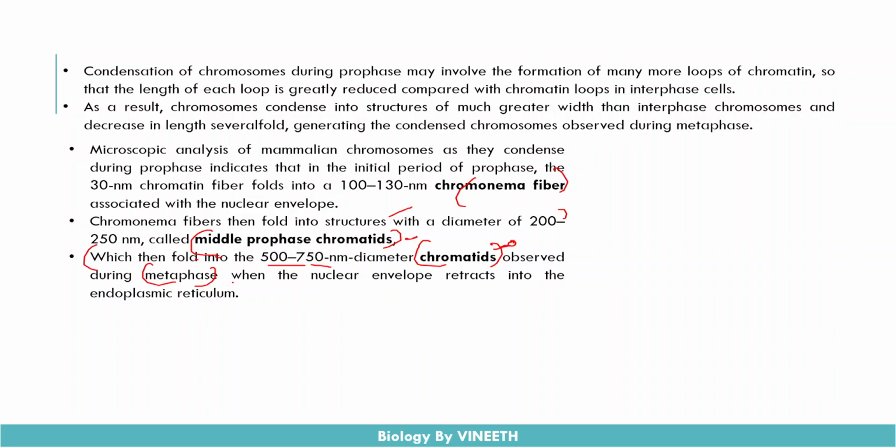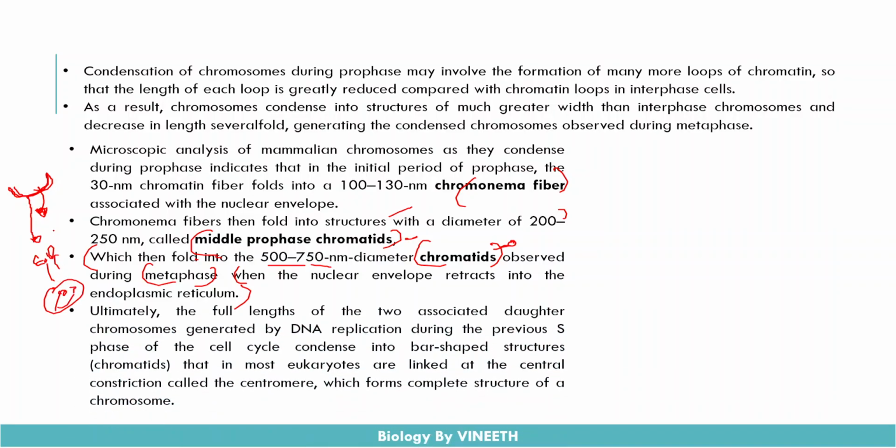Okay, and at this metaphase, the nuclear envelope retracts into the endoplasmic reticulum. That means whatever nuclear envelope was initially synthesized from the endoplasmic reticulum will now disappear, and this disappearance is due to the retraction. The entire nuclear envelope goes back into the endoplasmic reticulum and converts into vesicle forms. So this vesicle now contains the nuclear envelope.